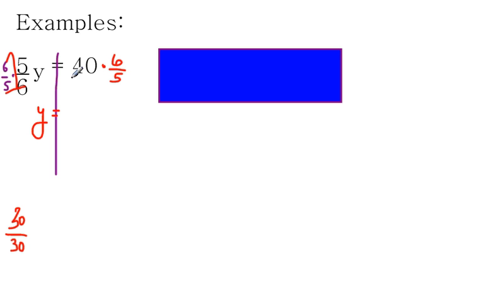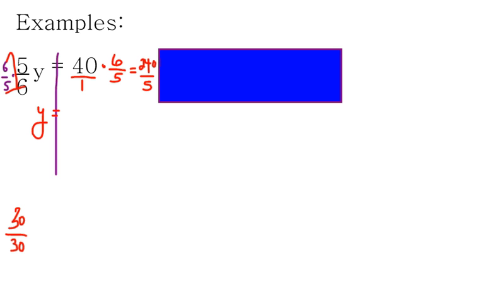And I'm going to go ahead and turn this 40 into a fraction by placing a 1 underneath it. And now I can multiply straight across if I want to. 40 times 6 is 240, and the denominator 5 times 1 is 5, and then I could do that division.